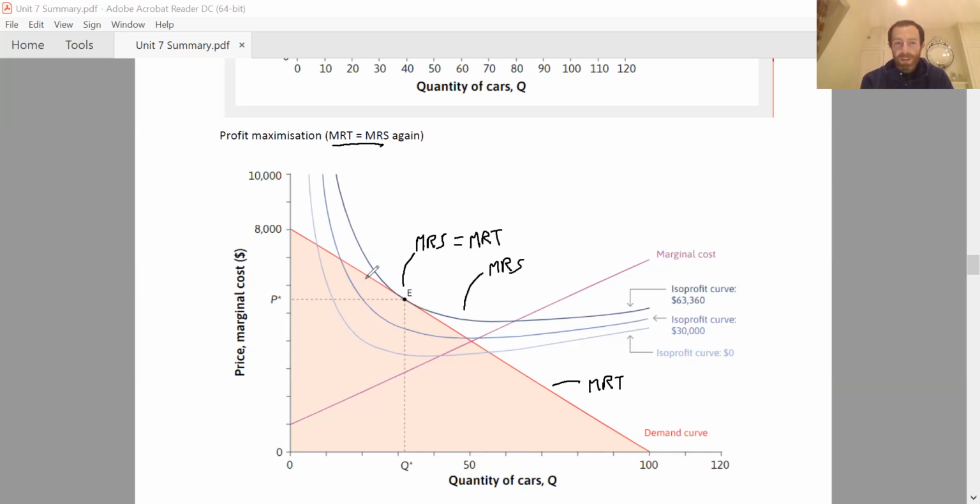But the fact that the demand curve is a straight line means the slope is the same everywhere. But if we can find the point where the slope of the demand curve is equal to the slope of a tangent to an isoprofit curve, that's going to be where MRS equals MRT, and that's going to be the quantity of output that the firm should sell, and it also tells us the price they should sell at. And that's going to allow them to maximize their profits. So that is one way we can think about a firm maximizing profits.